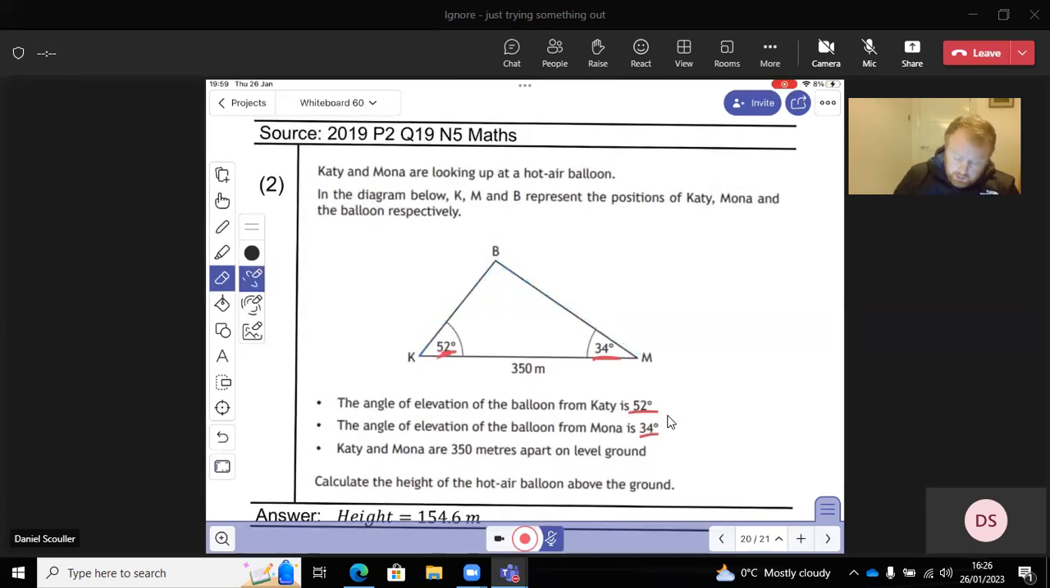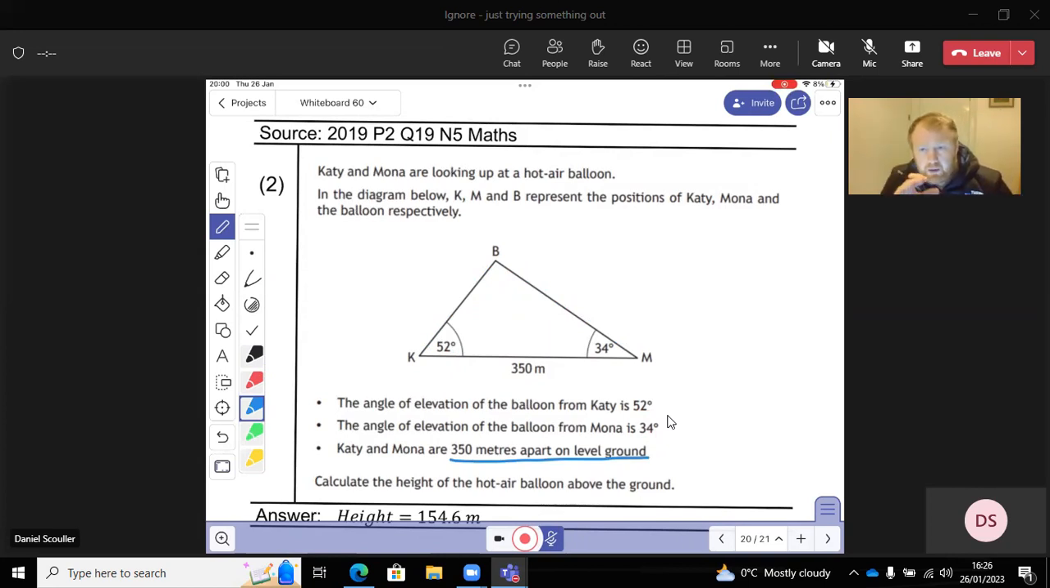Right, let's have a wee look at what it's asking for. Katie and Mona are 350 metres apart. So we've got one side of a triangle. Calculate the height of the hot air balloon above the ground. Now, I look at that and visually, could that be a right angle triangle? Visually, not far off. So the first thing I would probably do is just double check that.